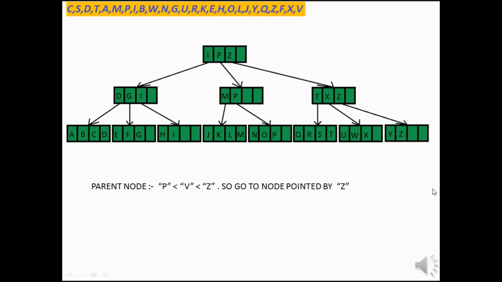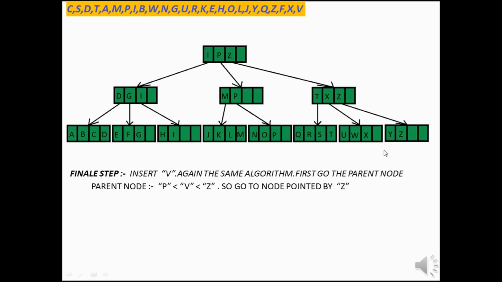So now we come to the finale step, that is the insertion of V. Here I'll be repeating the whole algorithm again so that if you have any doubt it will be clear. So go to the parent node. We have to insert V. V is greater than I, go to P. V is greater than P also, compare it with Z. Now V is less than Z. So till here it is clear that V has to come to the child node pointed by Z. Right? I hope till now it is clear.